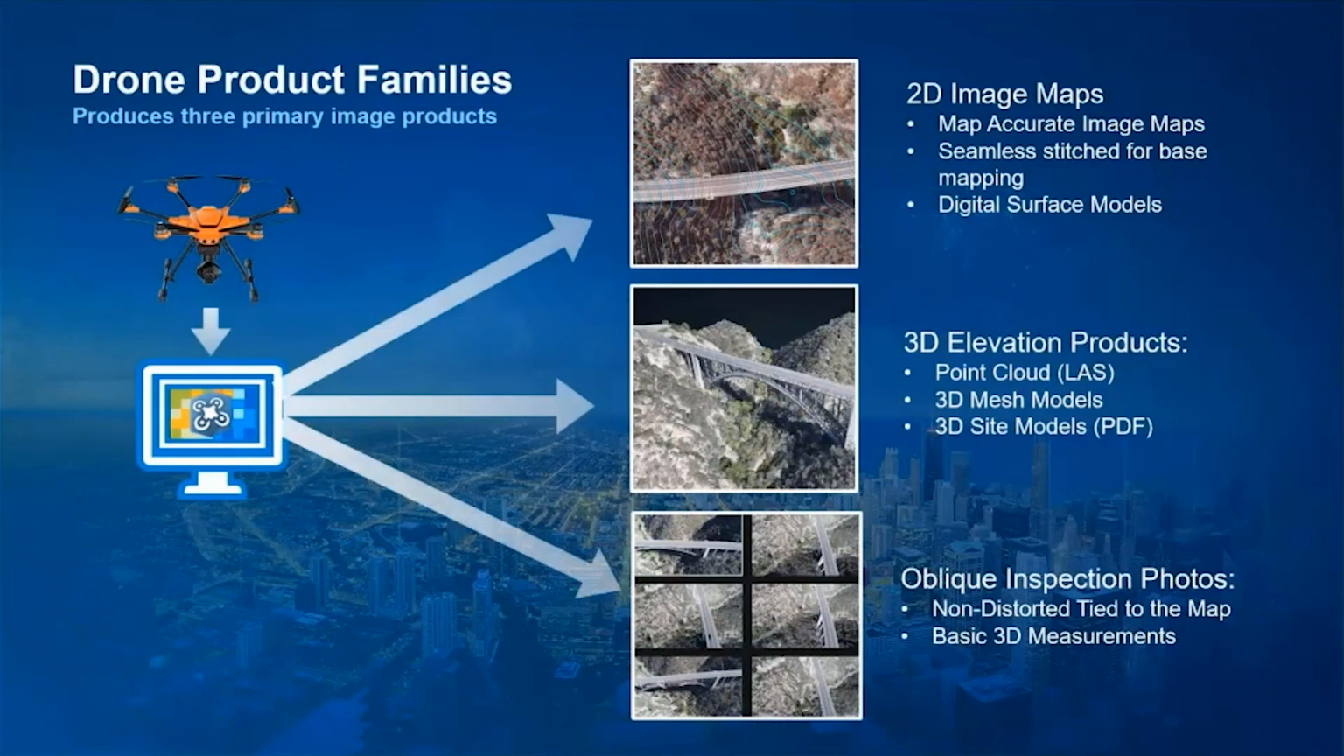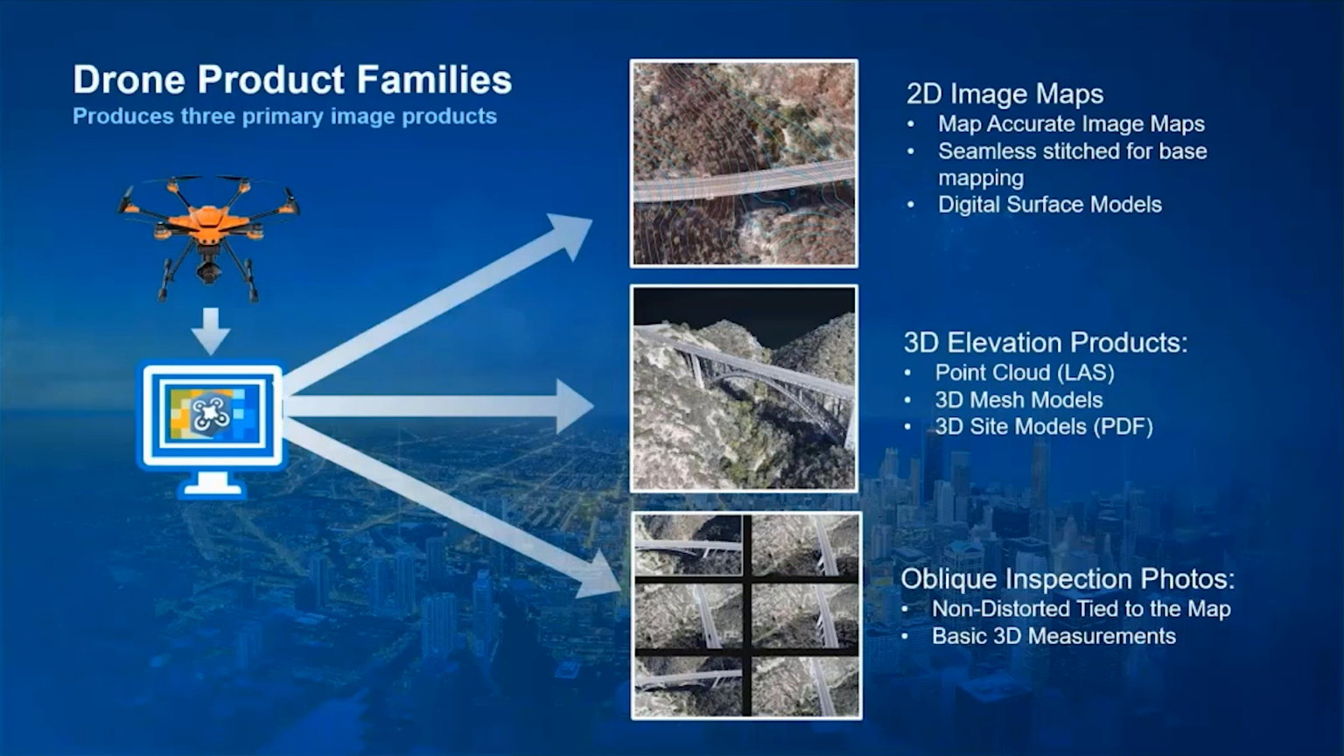So when we think about drones, we really think about the kind of products that they create, and they fall into basically three primary categories. Two-dimensional image maps, so accurate maps made from imagery that are stitched together, as well as digital surface models. We can also make 3D products, which to me is just phenomenal. The idea that we can create these high-resolution, amazing 3D products, again, that would have been prohibitively expensive to create in the past, and very difficult to create accurately. So we can create all this point cloud data, mesh models, and site models. In addition to that, we also collect oblique inspection photos, so being able to collect the actual photo as it was taken from the drone in the direction that it was taken from.